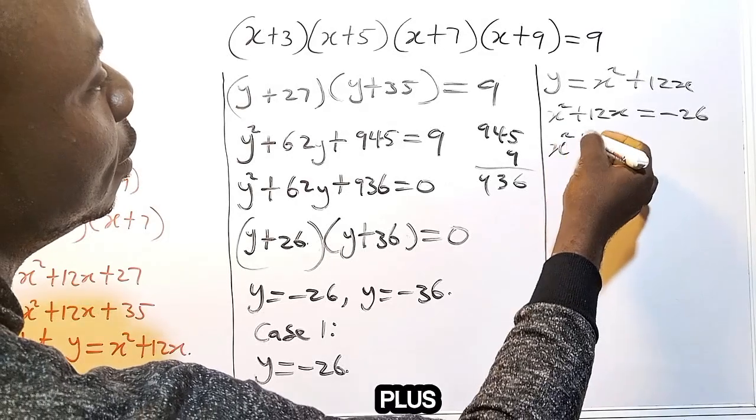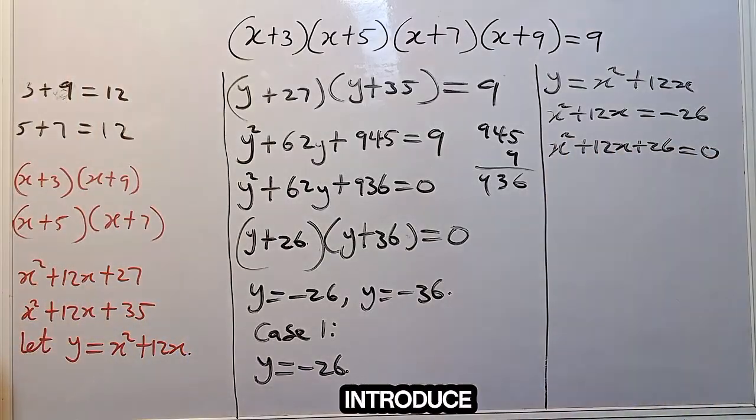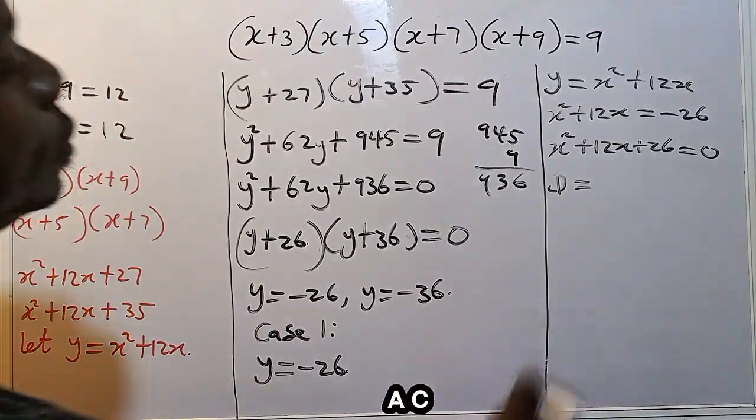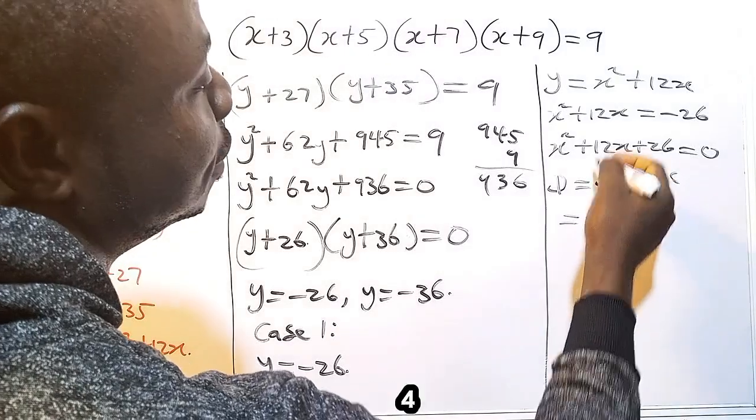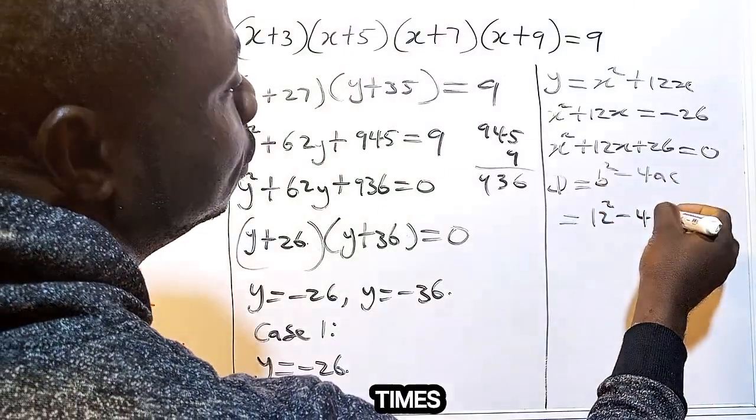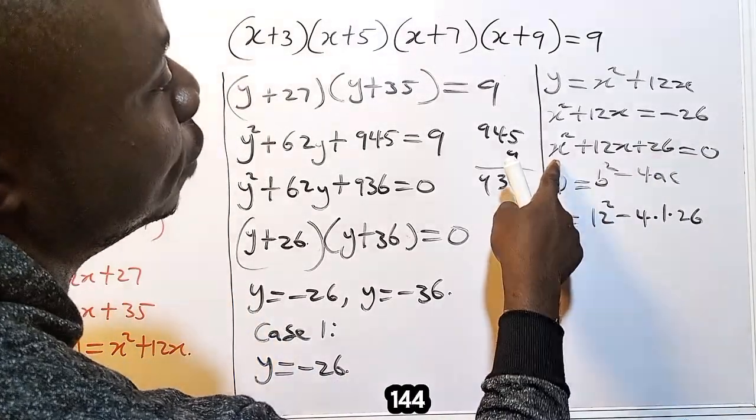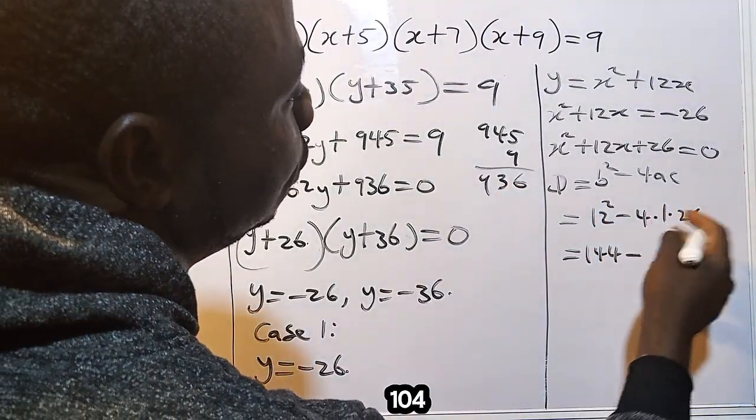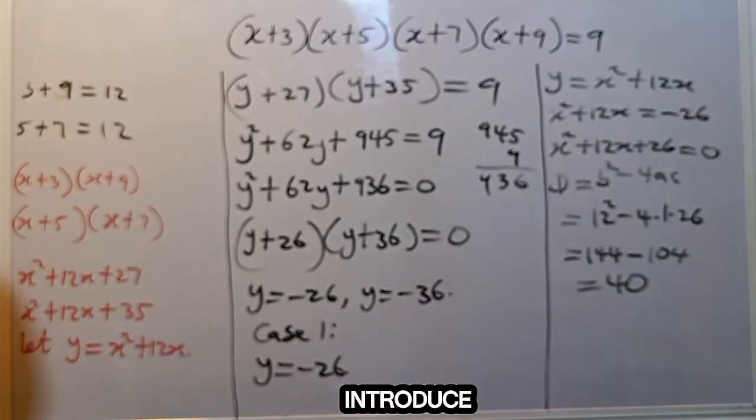Now we have s squared plus 12s plus 26 equals 0. Now, you introduce the discriminant, which is b squared minus 4ac. What is our b? 12 squared minus 4 times 1 times c. c is 26. The coefficient of s squared is 1. So you now have 144 minus 4 times 26, which is 104, so you now have 40. Now, the discriminant is 40.